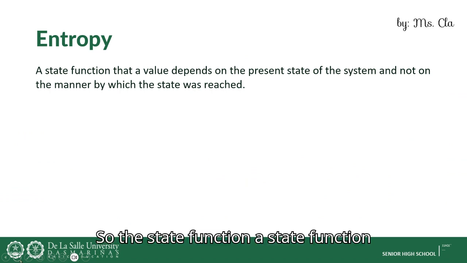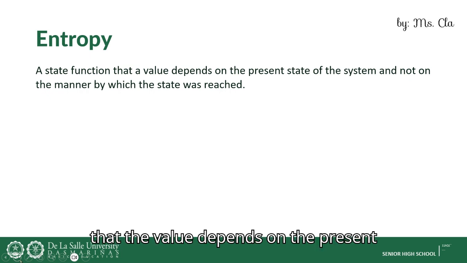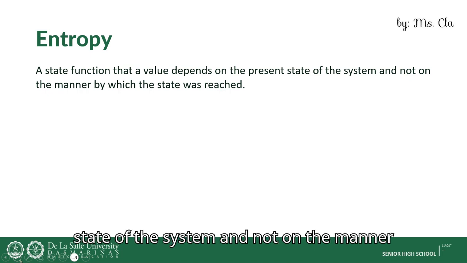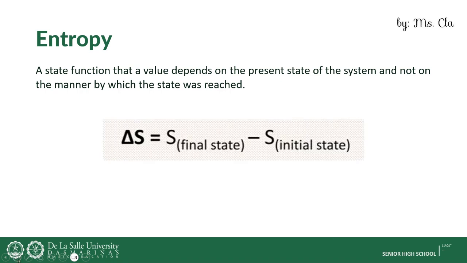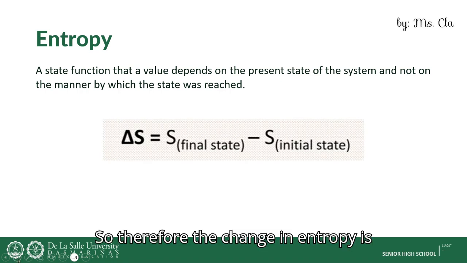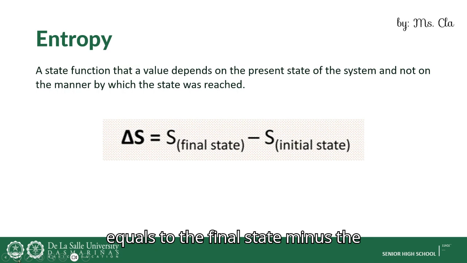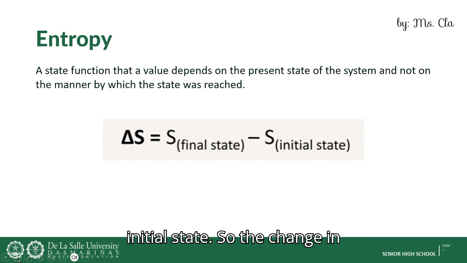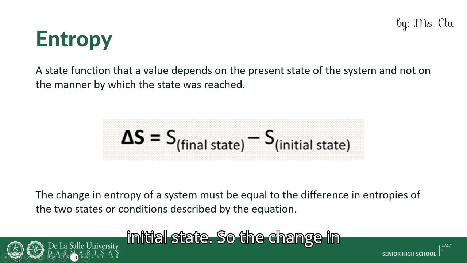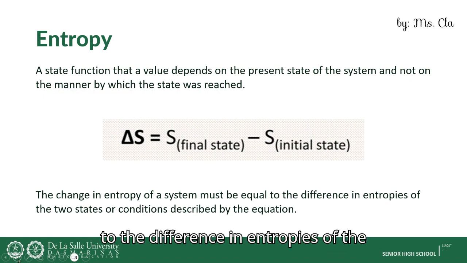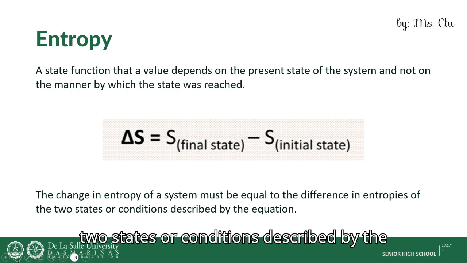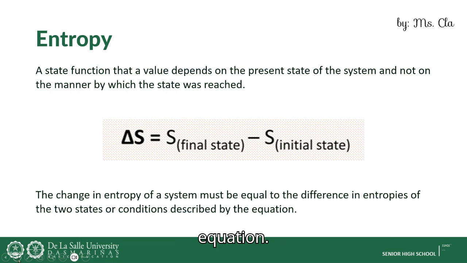A state function is one whose value depends on the present state of the system and not on the manner by which the state was reached. Therefore, the change in entropy is equal to the final state minus the initial state. So the change in entropy of a system must always equal the difference in entropies of the two states or conditions described by the equation.